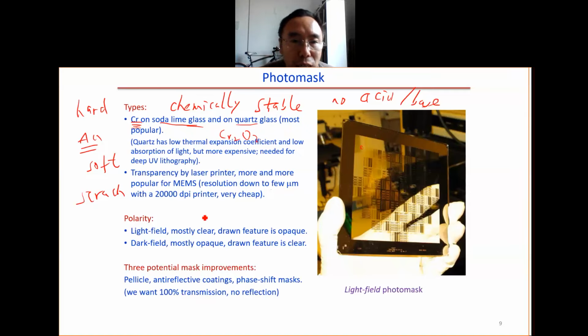That's why for stainless steel, what makes stainless steel is that they add chrome. If you add chrome into the iron, then you get stainless steel. It's very, very stable. No chemicals, no acid, no base, no solvent can attack the chrome. But chrome can be etched by a mixture of different components, not by a single acid or single base.